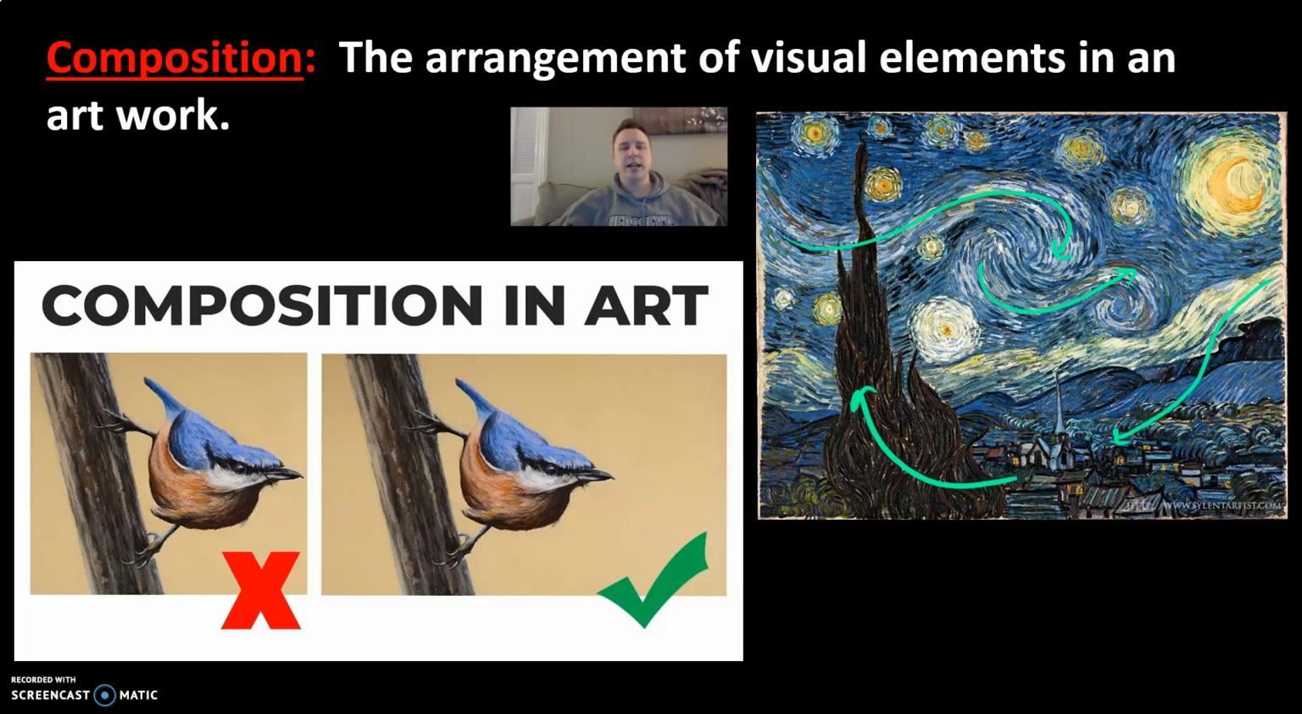So your first word for today is composition. Composition is the arrangement of visual elements in an artwork. And the visual elements refer to the elements of design. There are 7 of them: line, color, value, texture, space, form, and shape. Just a little test of my art degree there.